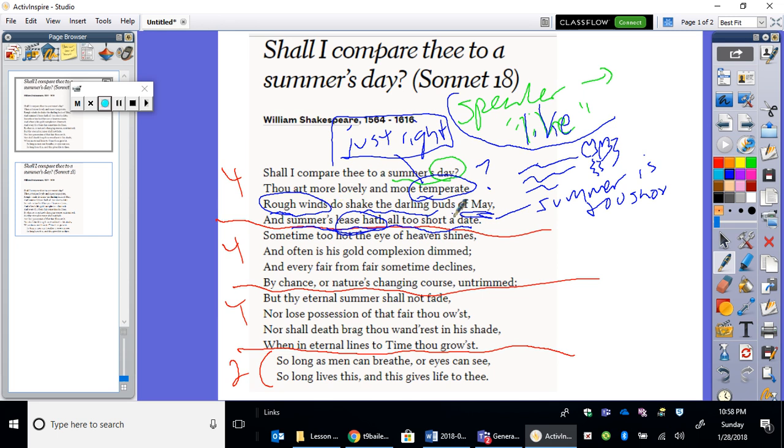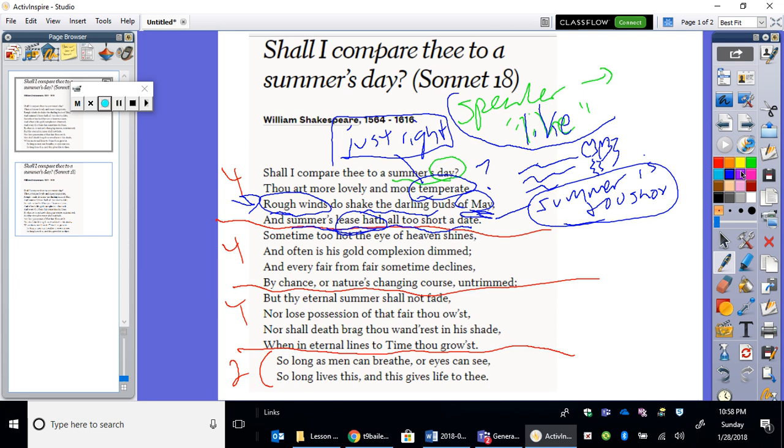"Rough winds do shake the darling buds of May, and summer's lease hath all too short a date." Wait, but May's in the spring, so he's saying you're even better than the spring too. So you're better than a summer's day, and you're better than the rough winds in May, and you're better than summer because summer is too short.